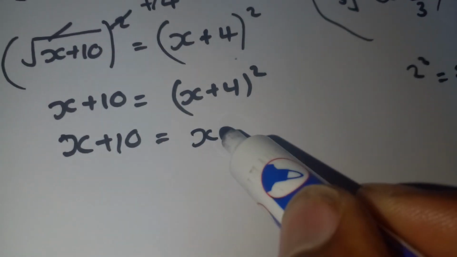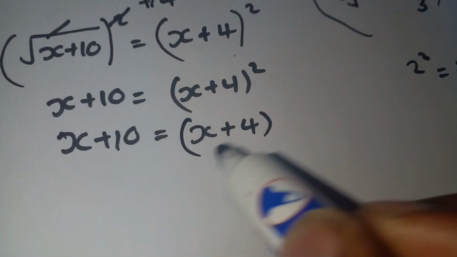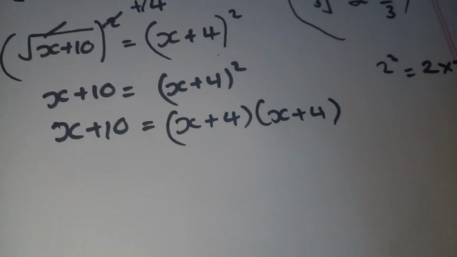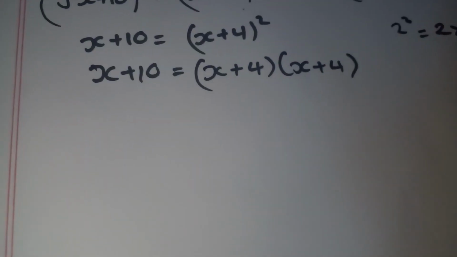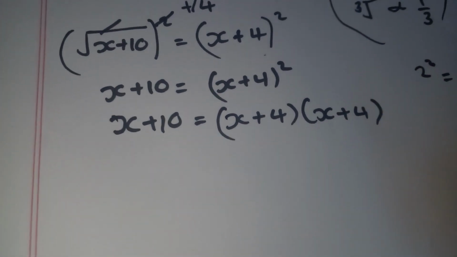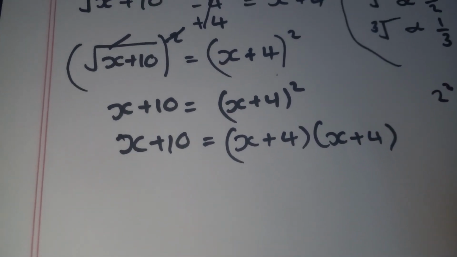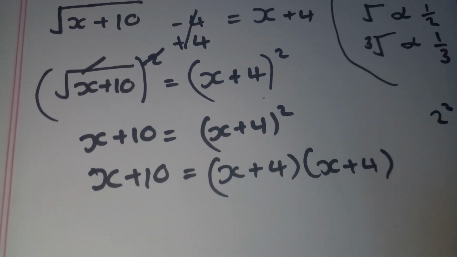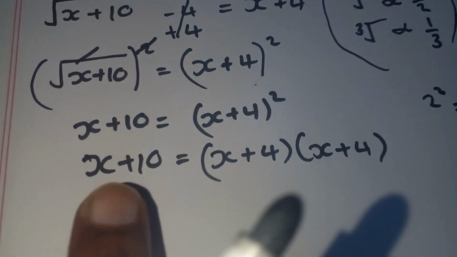So it's the same thing as saying x plus 4 multiplied by itself. How many times? 2 times. Okay, so then if we may proceed, I hope you are following the steps. This is where we started, and then now we are in this step.